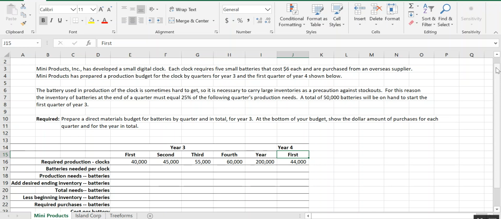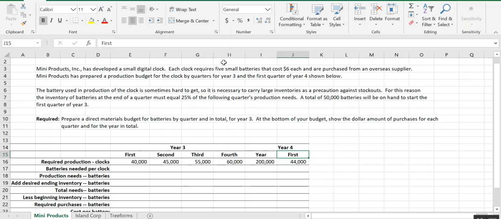So the first one is this Mini Products. They're making clocks, a small digital clock. Each clock is going to take 5 batteries. The batteries are made overseas. We want to make sure we don't run into a supply chain problem. So we're going to have a larger than usual inventory need before we start into the next month's production. In other words, we're going to require a level of inventory. It's 25% of the following month's production needs, not month, following quarter's production.